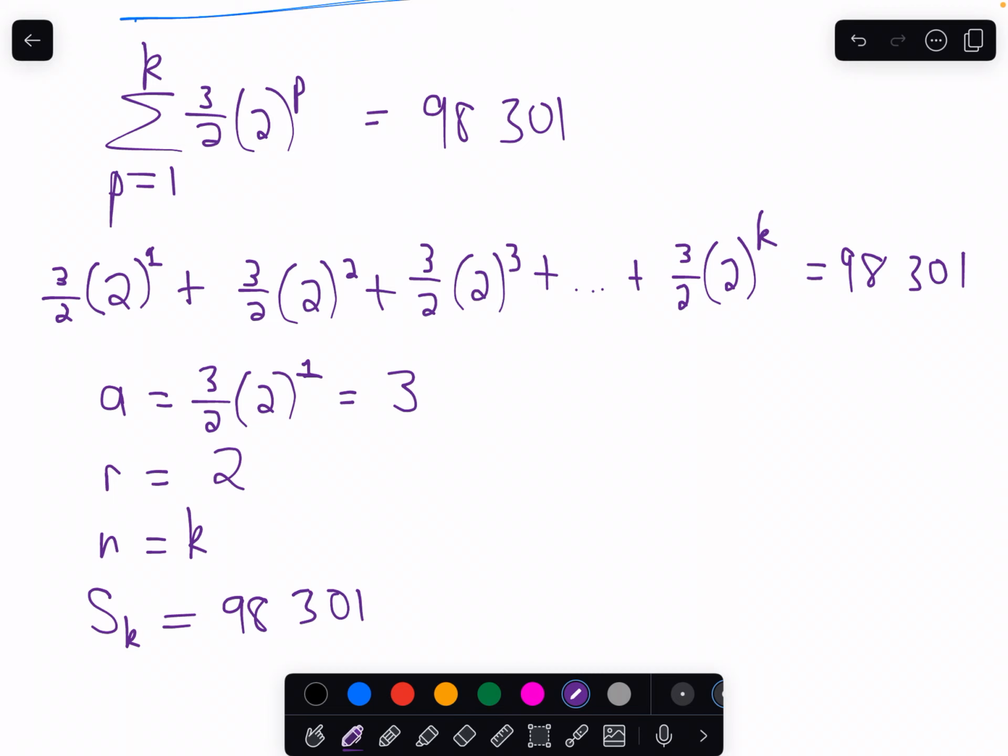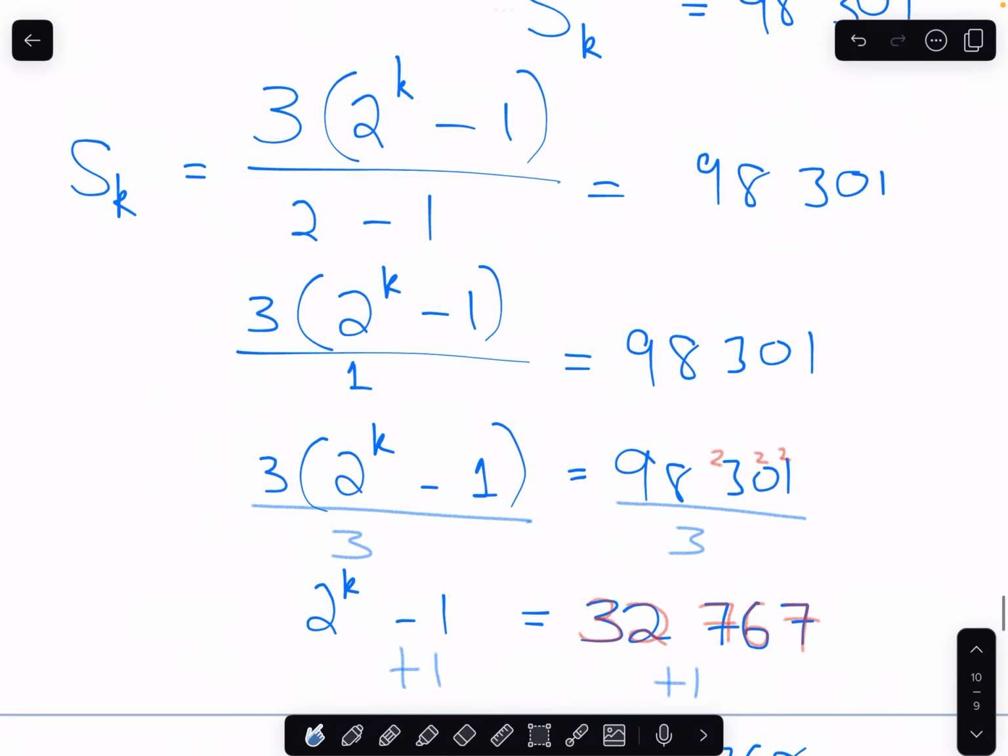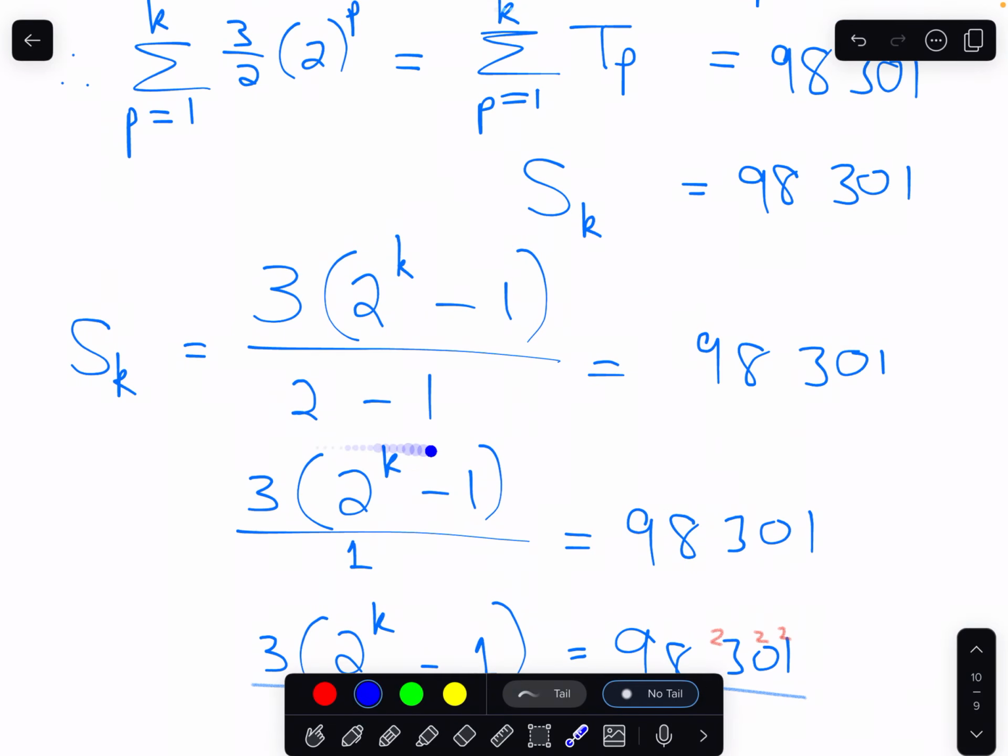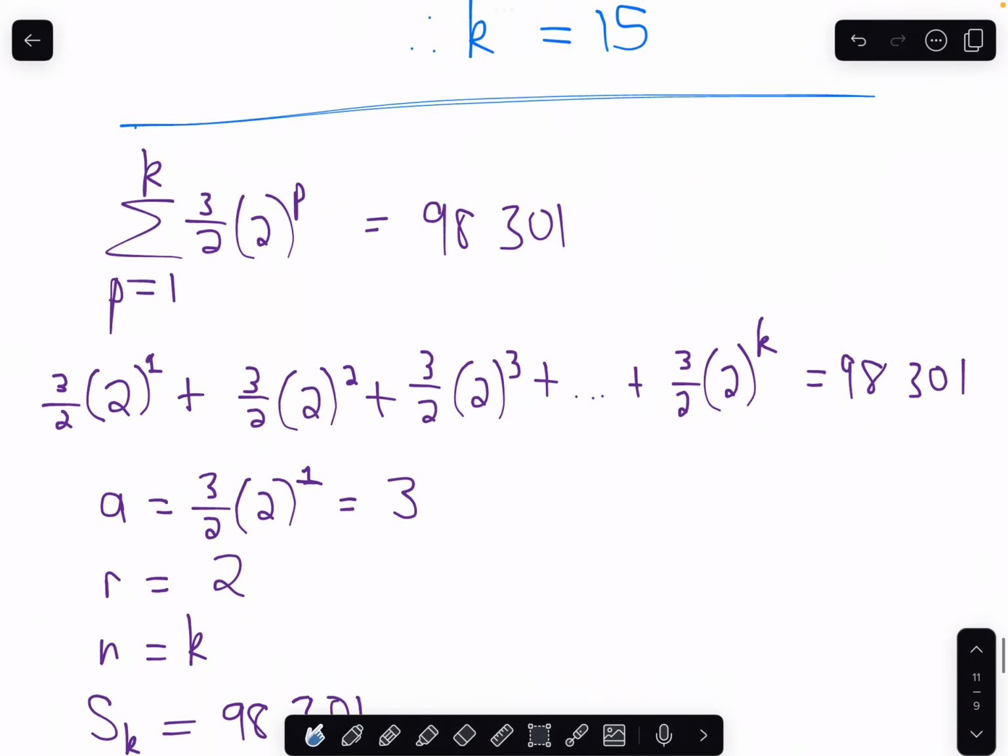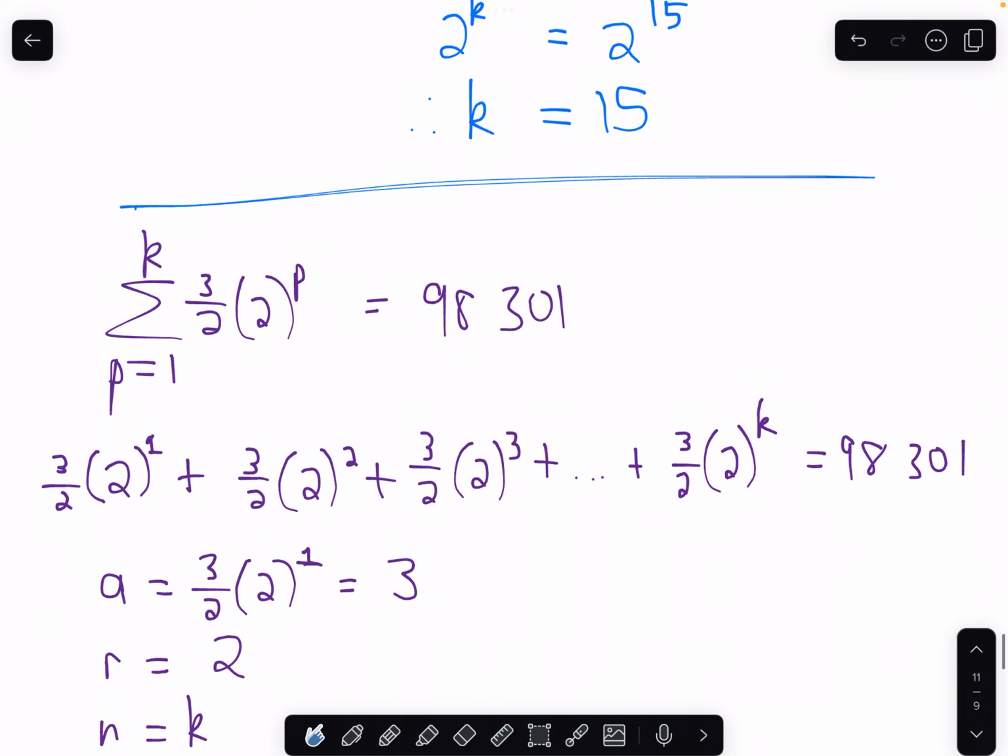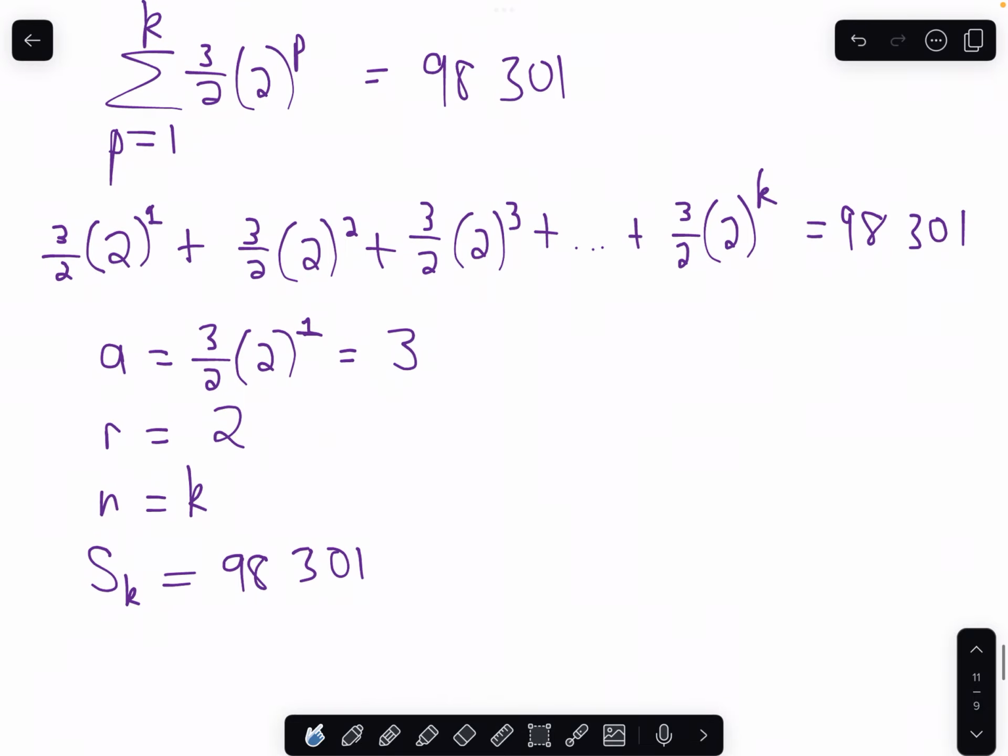So then you would solve for k that way, which is pretty much where we got to using another route. Your a being 3, your r being 2, your n being k, your series being equal to that. So yeah, that would be the other way that you could go about solving the question.